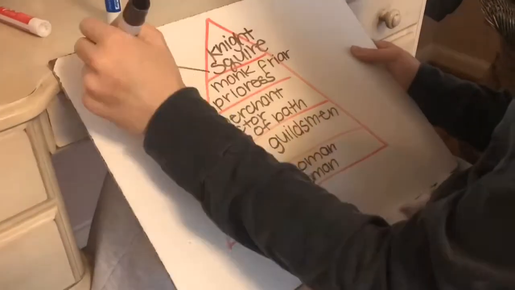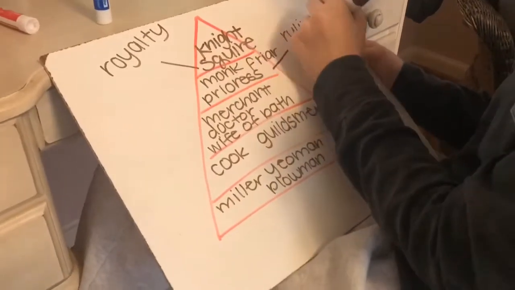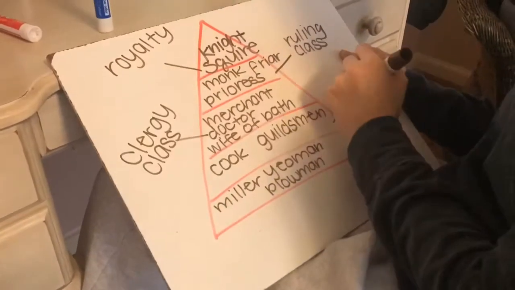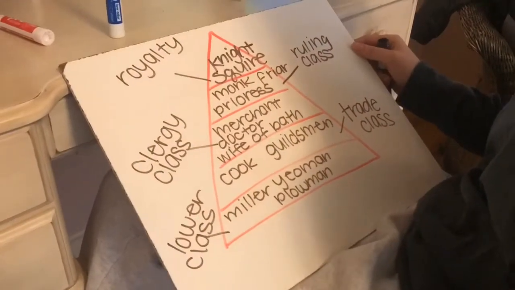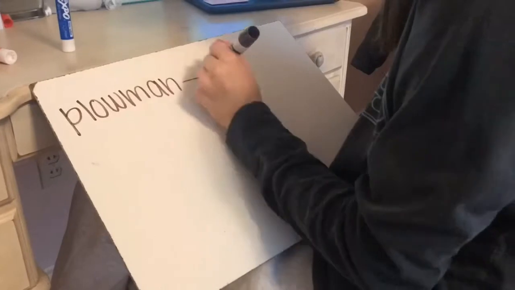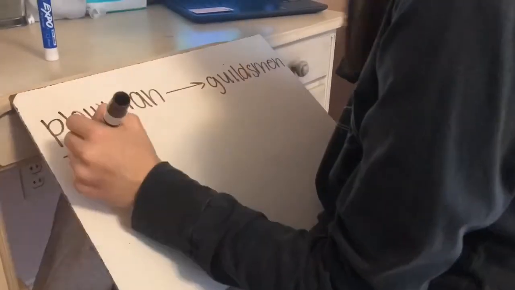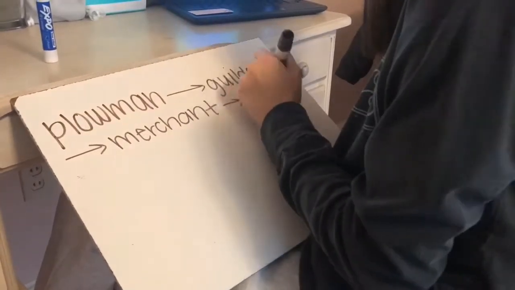At the top, that's royalty. The second level is ruling class. The third is clergy class. The third is trade class. And the last is the lower class, which is also known as the working class. Each level, they all have their own job, and together as a community, they all go together to help each other out.